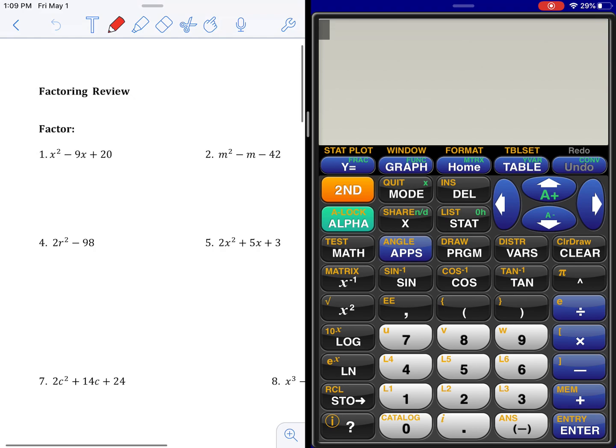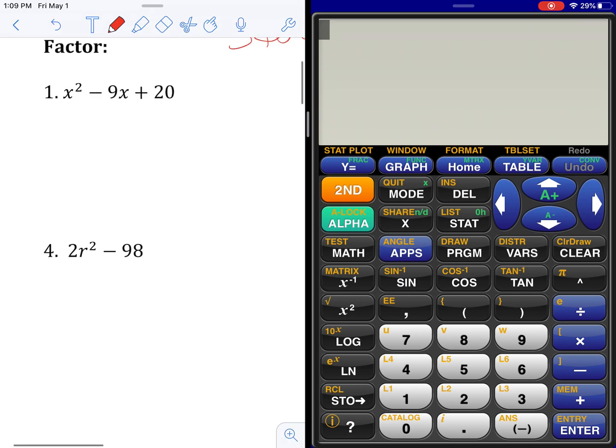If we remember our rules, the first thing we want to check and see is, can we take out a GCF? If it has 2 terms, we want to check difference of squares. If it has 3 terms, we want to check that quadratic multiplier. So number 1, you can't take out a greatest common factor. It has 3 terms. It is the easier type because there is a 1 in front of the x squared, so you do not need to draw that additional line.